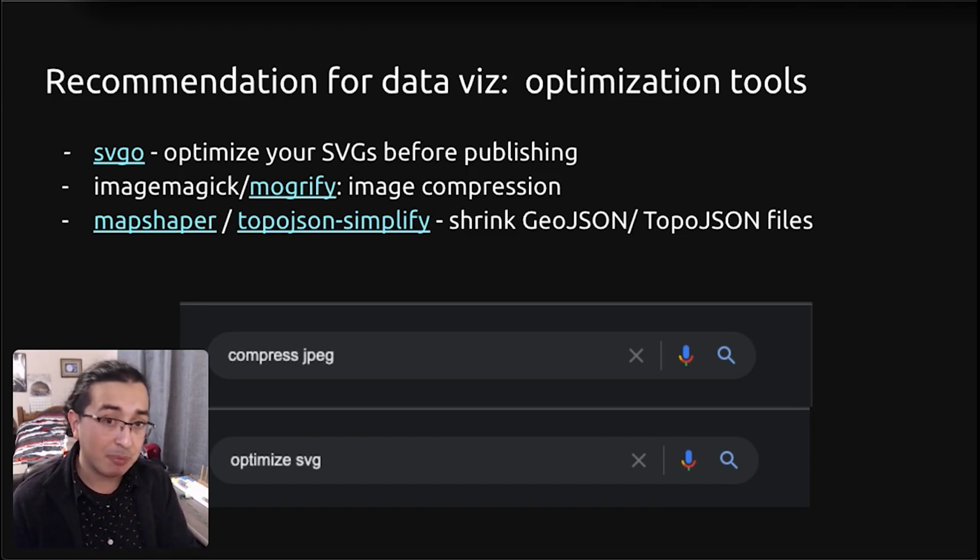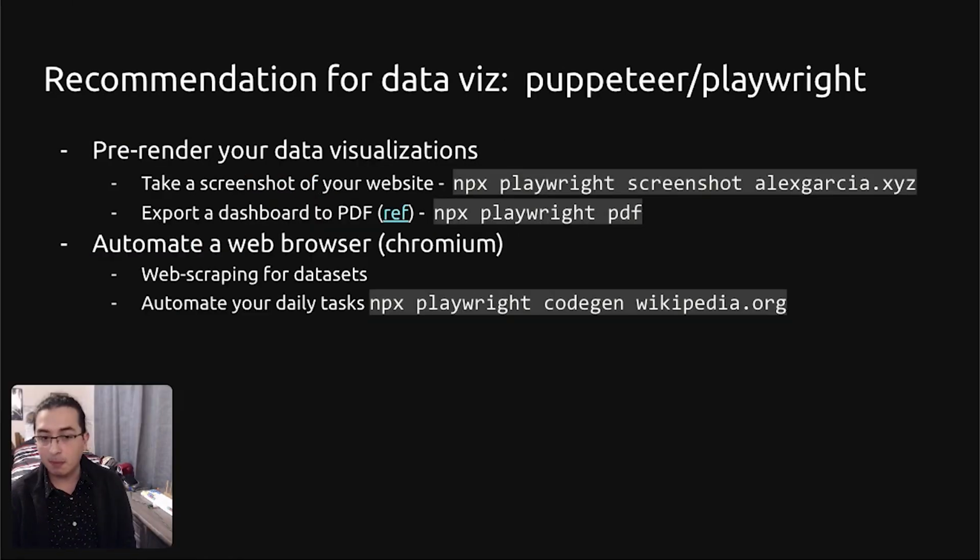If you work with maps or cartography, always remember to simplify and compress your shapefiles before you publish. MapShaper and TopoJSON Simplify are both great tools for that. And as a general rule of thumb, if you have a go-to JPEG compressor or SVG optimizer website that you Google every single week, look into doing it on the command line instead. Save yourself some time.